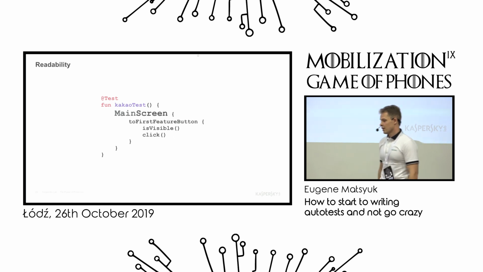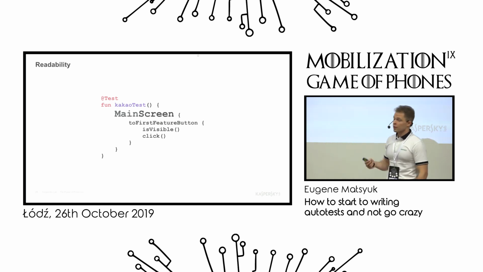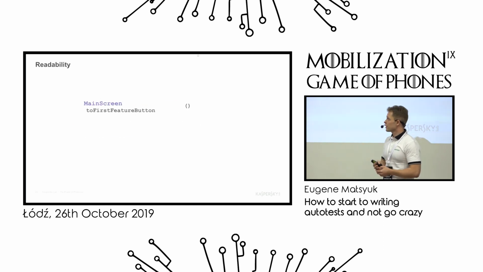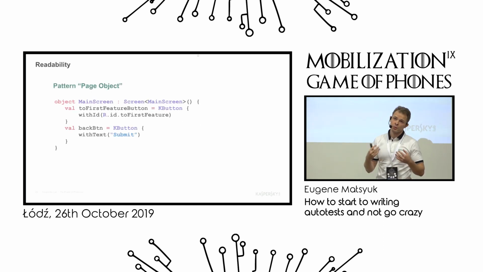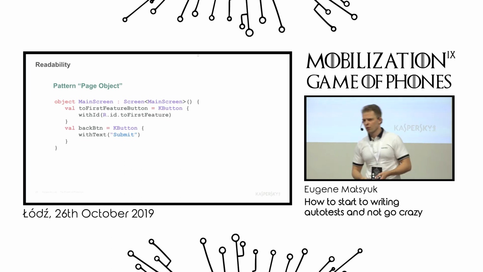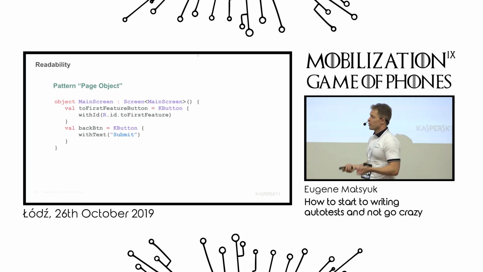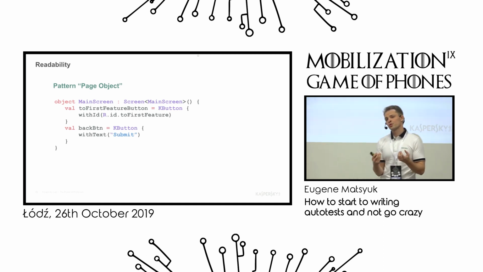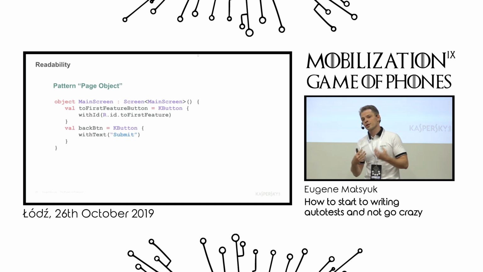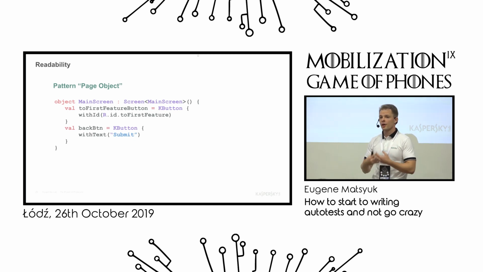Great. And you can notice the use of something like a main screen. What is it, main screen? Main screen is the implementation of the page object pattern. This pattern is so famous in the world of autotests. And shortly, page object is a description of views located on the screen. And it's really very good that Kakao pushed us to write tests based on the page object pattern. It's very cool.